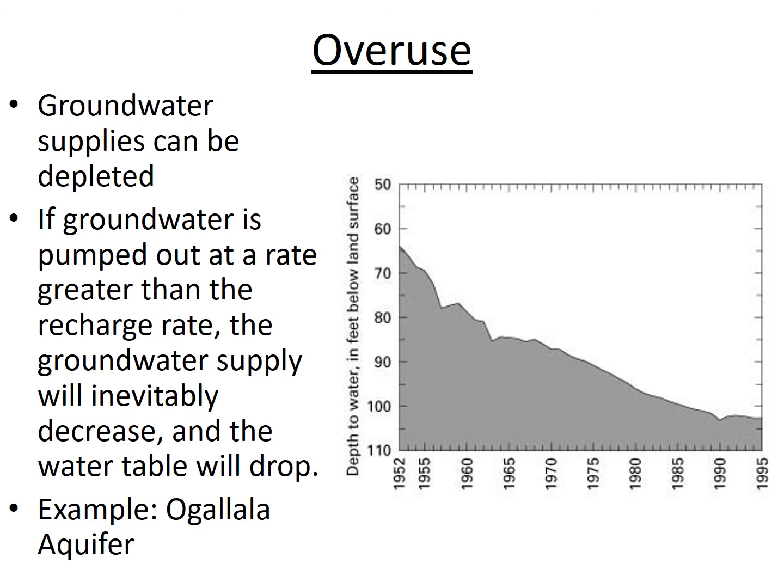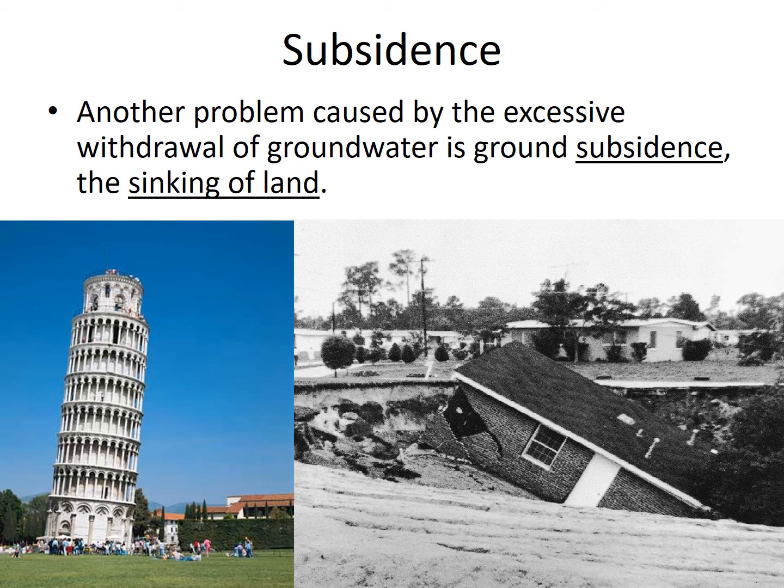Groundwater supplies can easily be depleted, and if groundwater is pumped out at a rate greater than the recharge, the groundwater supply will inevitably decrease and the water table will drop. For example, the Ogallala Aquifer, which has rapidly decreased over the years. Another problem caused by excessive withdrawal of groundwater is called subsidence and results in a sinking of the land, which we can see here with the Leaning Tower of Pisa and also this house that is going down because of subsidence.